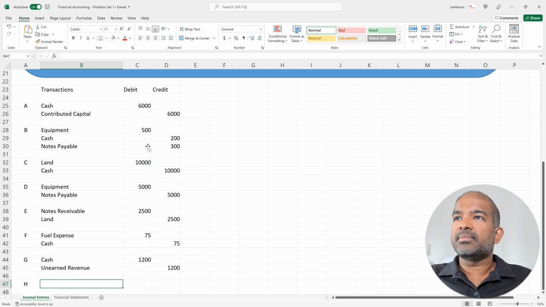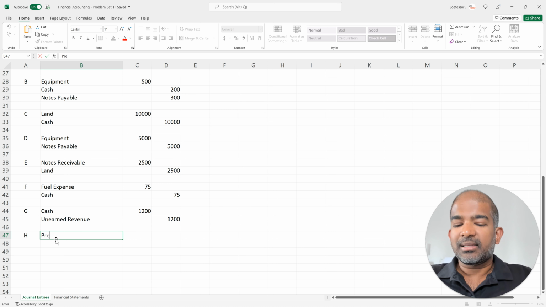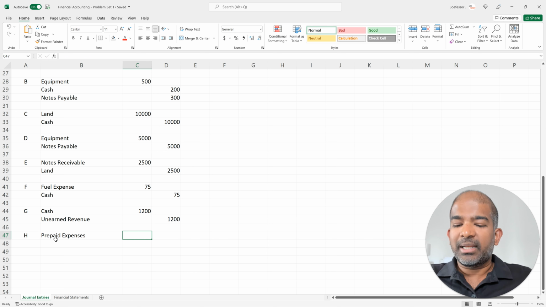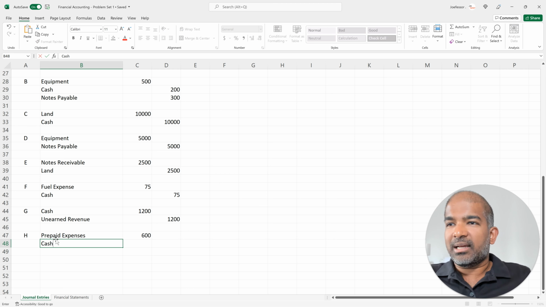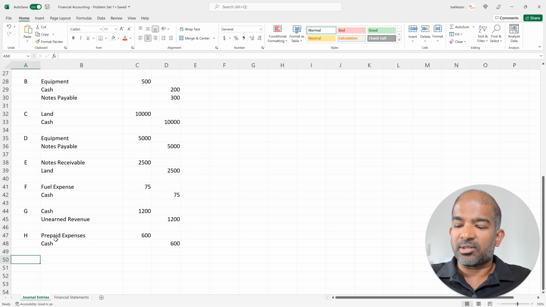Transaction H, purchased $600 of insurance covering 6 months, April through September. The entire payment was recorded as prepaid expenses. You're purchasing $600 of insurance for the next 6 months. Because you're paying in advance and the insurance company would provide you these services in the future, prepaid expenses are considered as assets. Cash goes down, and hence the cash account is being credited by $600.